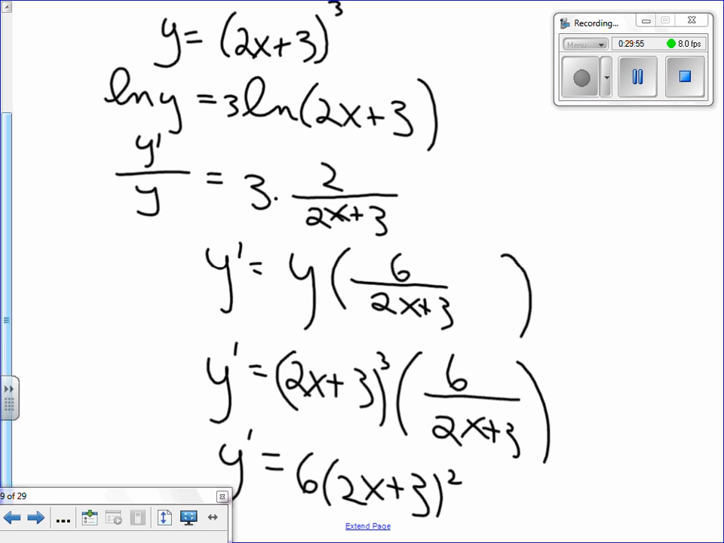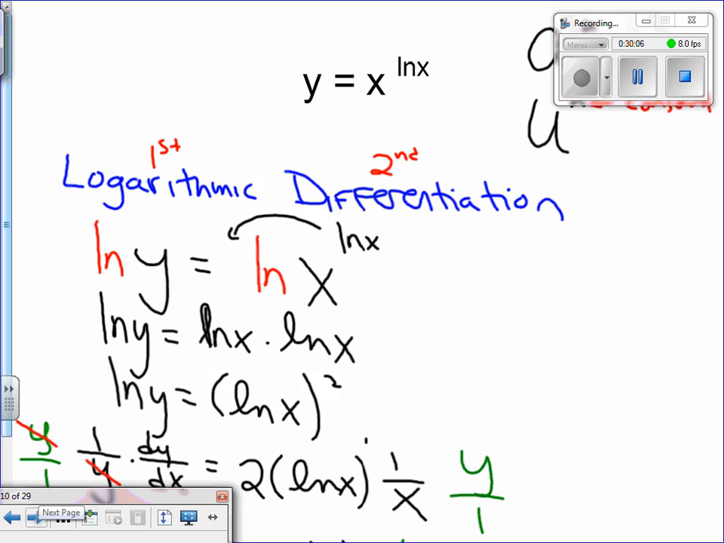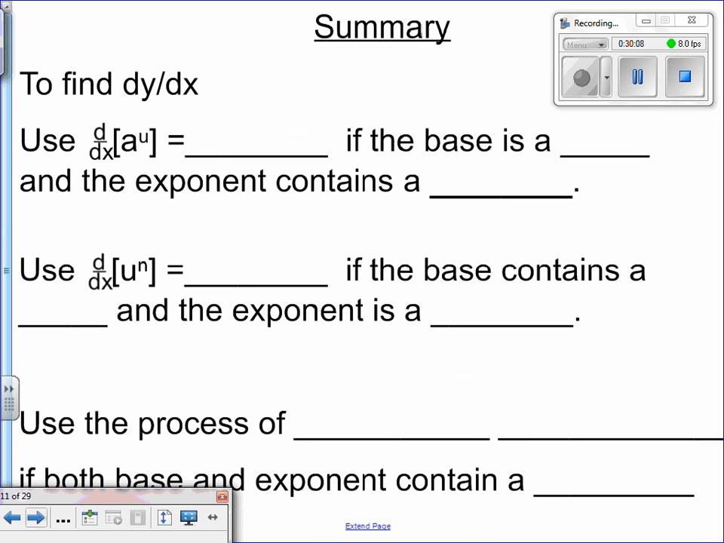Oh, I didn't do the summary, did I? I always forget to do the summary. Oh, I didn't fill in the summary. We should have filled this in. Let's fill it in now.